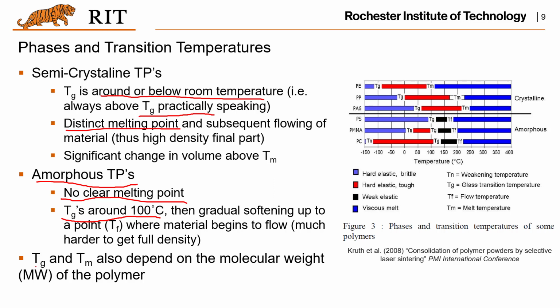But still, there could be a range if you look at the glass transition temperature and the melting temperature for even semi-crystalline thermoplastics. That is because the molecular weight of the polymer will affect these numbers. So it's not surprising if you see some temperature range for this.